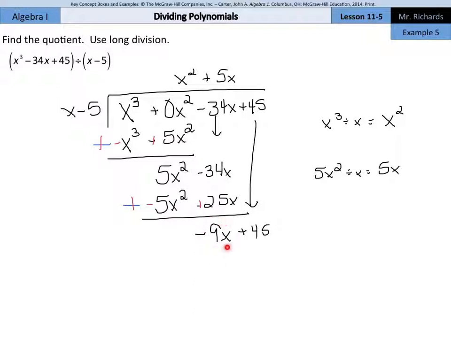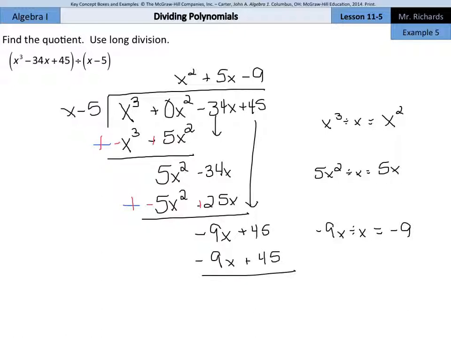We're going to compare the negative 9x with this x, so negative 9x divided by x is going to be negative 9. So we'll put in a minus 9 here. So that negative 9 times x is negative 9x. And negative 9 times negative 5 is a plus 45.